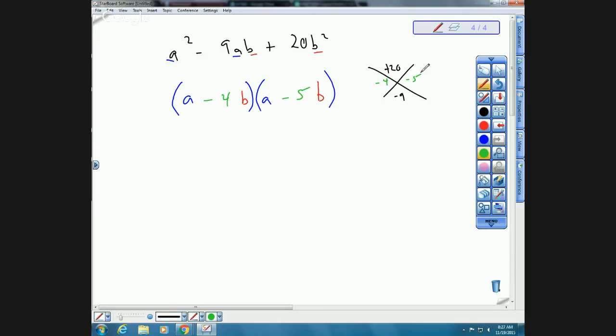Some people will actually, even when they do the AC method, I like doing that too. Well, that's different than the AC, I guess. But some people will write it over here and do 20b and 9b, and then okay, say negative 4b times negative 5b will be 20b squared. Negative 4b minus 5b will be negative 9b. Does that make more sense to you? Yeah, you can do it like that.